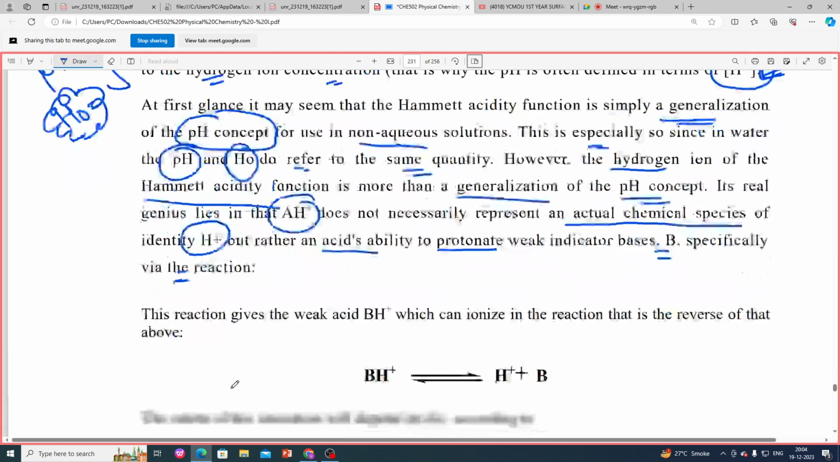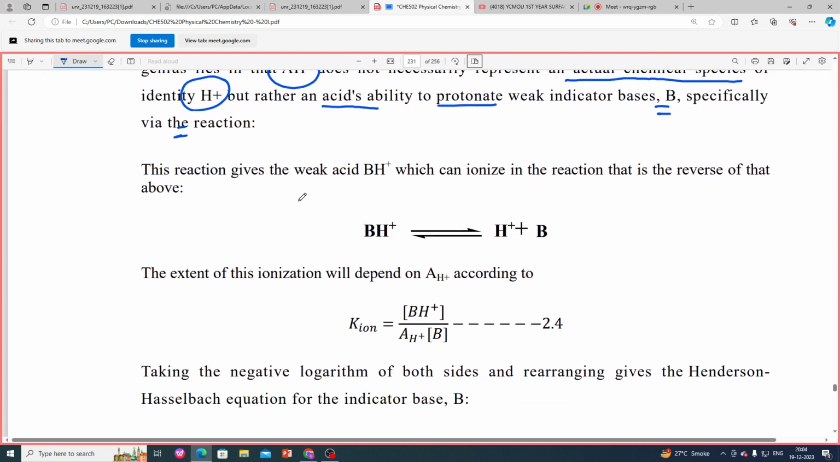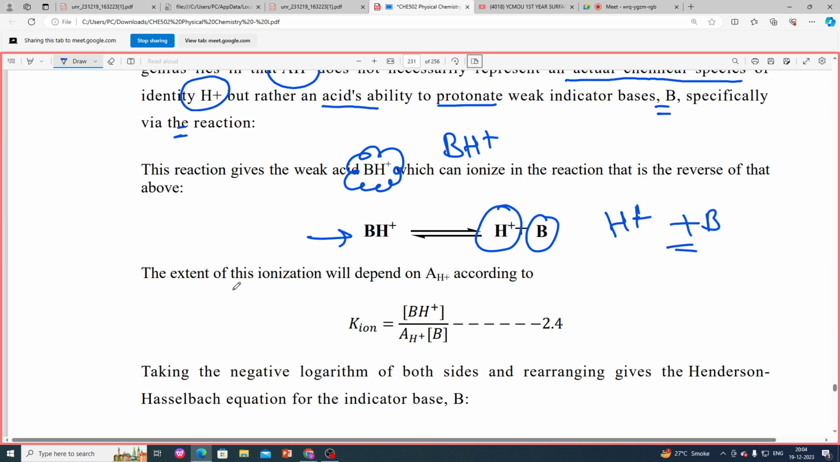Okay, so here one reaction is given. This reaction gives the weak acid H+. So BH+ gives us H+ plus B. Okay, the extent of this ionization will depend on the aH+, that is, it will depend on the acid.